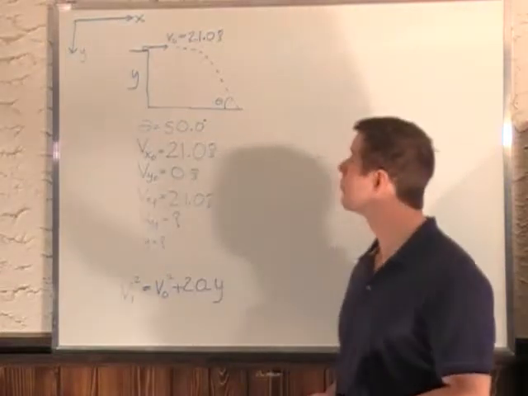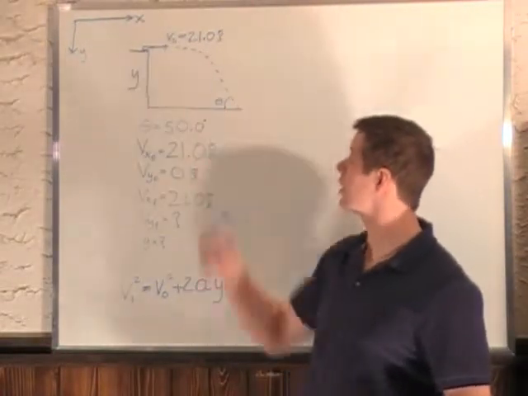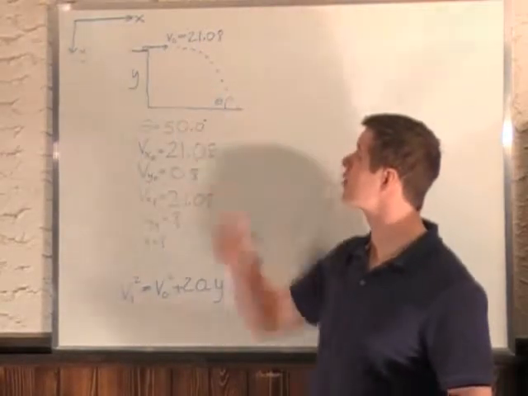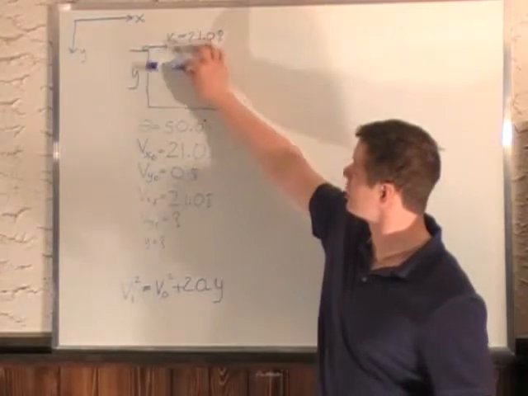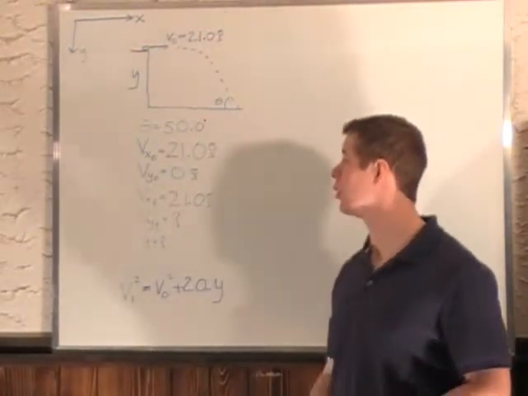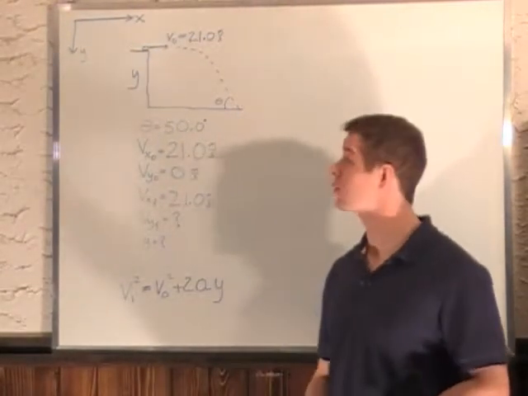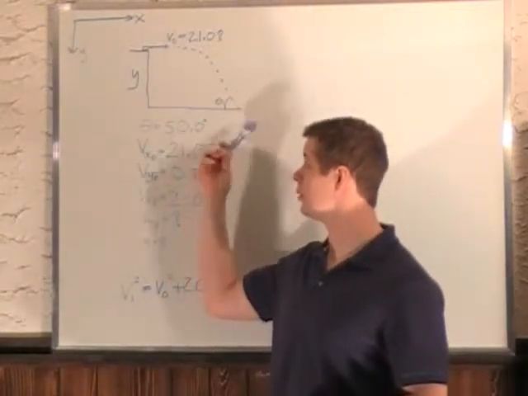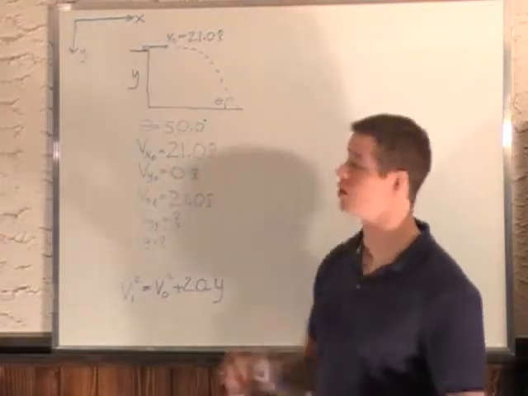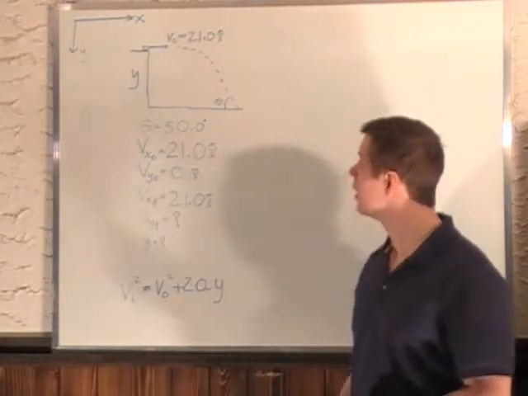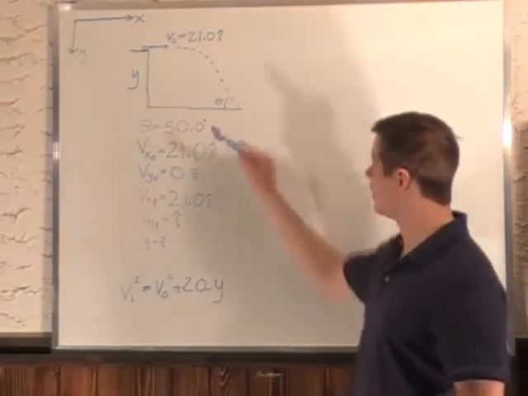Alright, in this problem, we have a rock that's kicked horizontally off of a cliff at an initial velocity of 21.0 meters per second. It falls a distance y and hits the ground with an angle theta equals 50.0 degrees. So I'll define my x direction as positive to the right, y direction as positive downward, with my 0 point being the top where the rock is kicked. Now, we want to find the distance y.